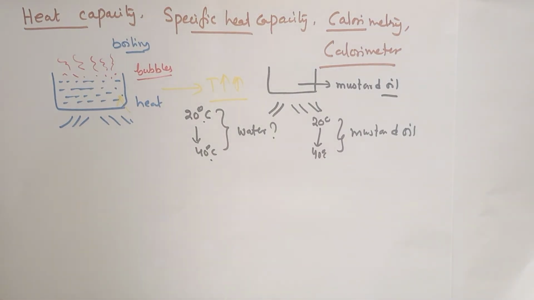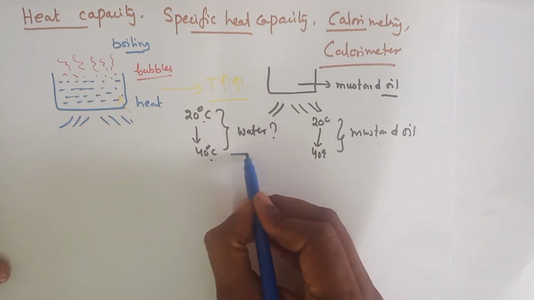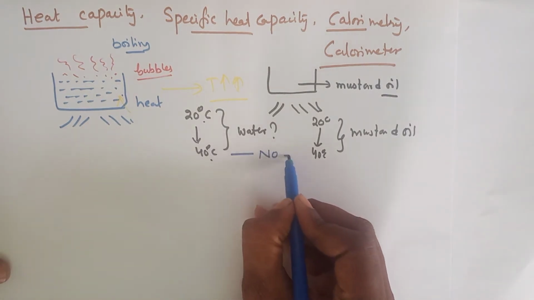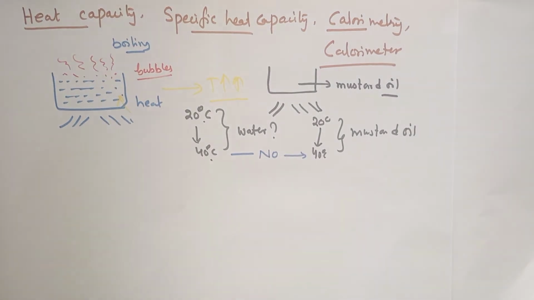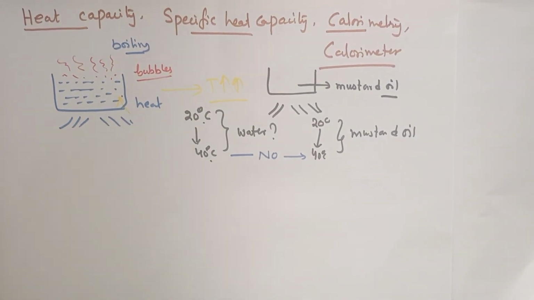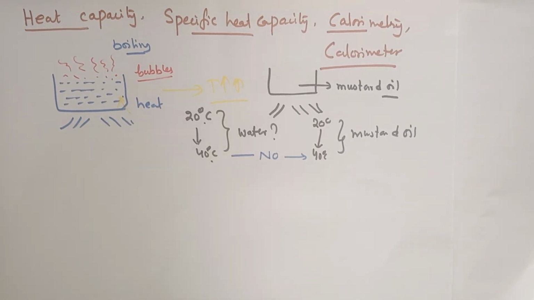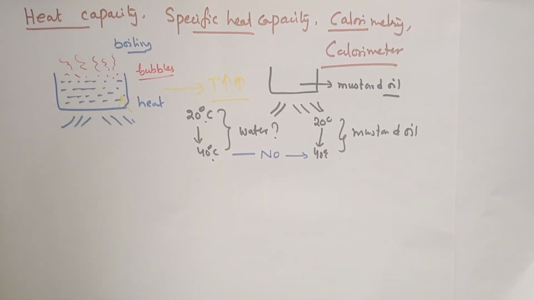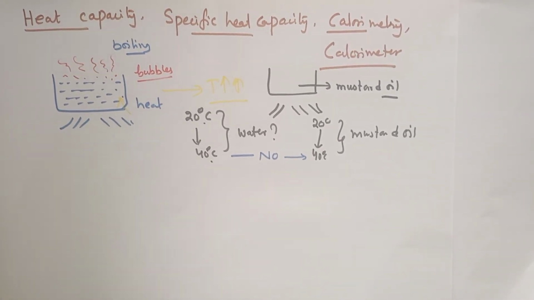Do you observe that the timings to raise the temperature by 20 degrees are the same? The answer is no. Some are quickly heated, some are slowly heated. So the time is different for different substances to raise the same temperature, or to get the same temperature difference. Right? Now that is dependent on the nature of the substance.